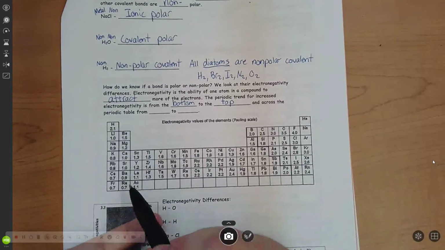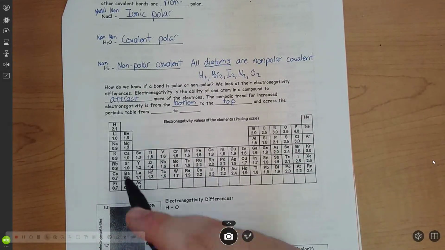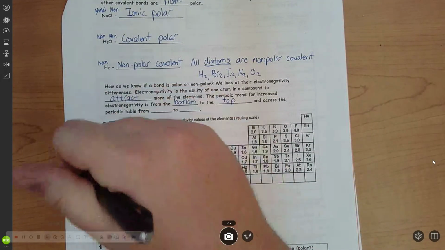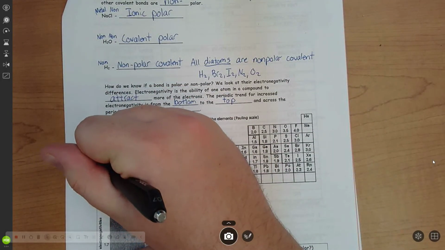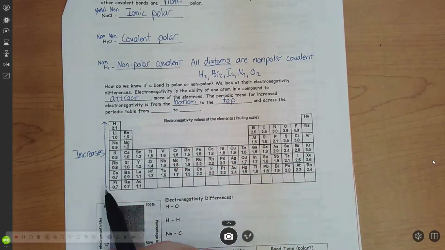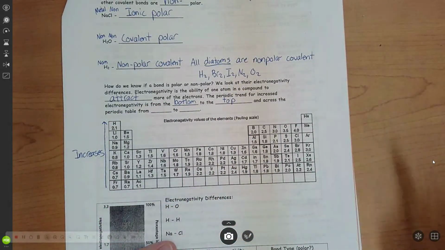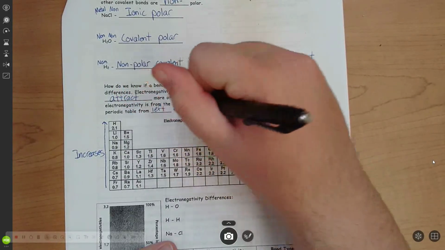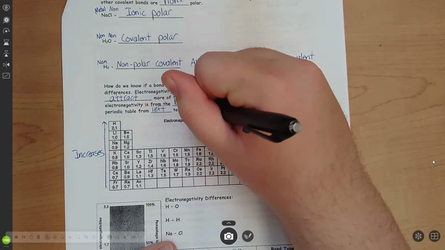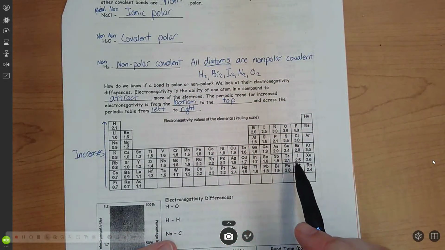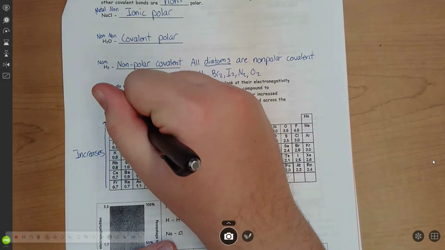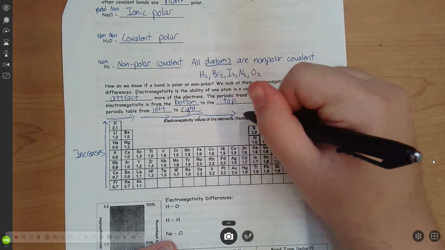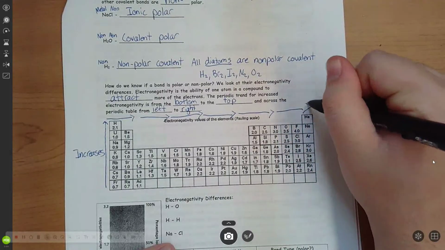And we can see that in the table. As we go from bottom to top, you can see that the numbers are getting bigger. So I'm going to label that on my table here. You can see that it increases going up. And then it's also going to increase as we go from left to right. As we go across the table to the right, we see that it's also increasing. So I'm going to show my arrows that it's increasing this way.